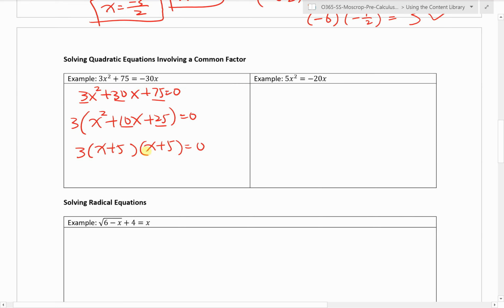So these two brackets are actually the same, right? You end up with a perfect square. So you just need to solve for one single set of brackets, and that's going to be x equals negative 5. Again, you can always plug this number back to check.